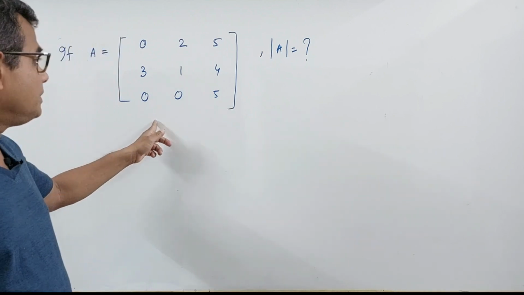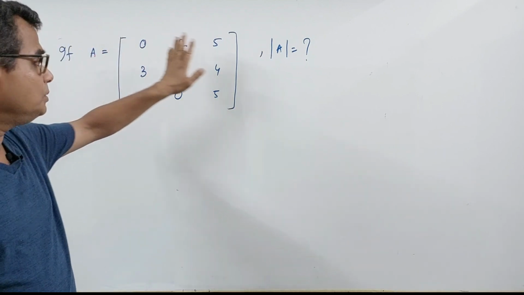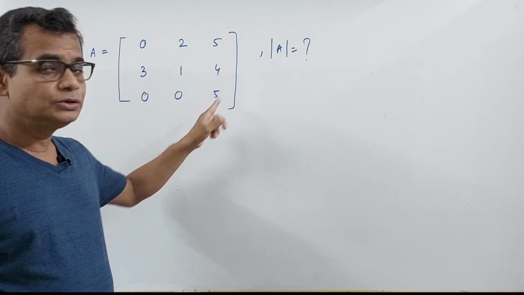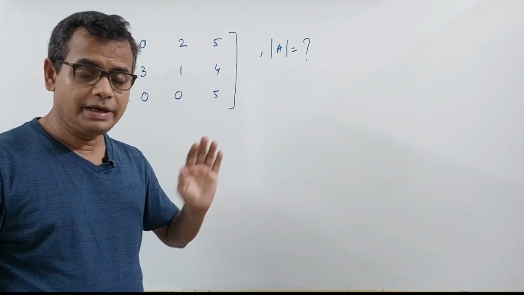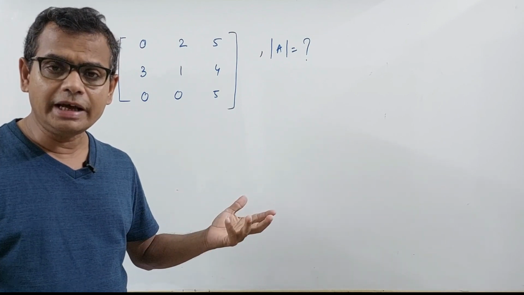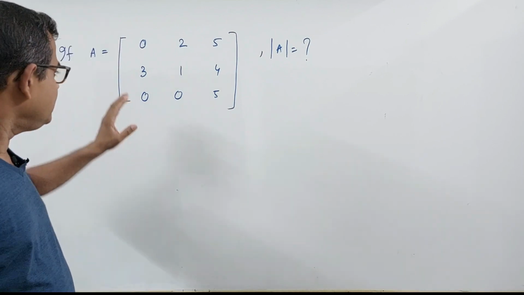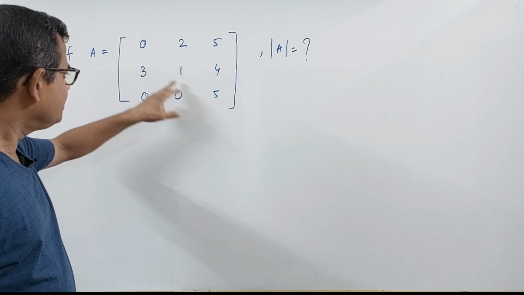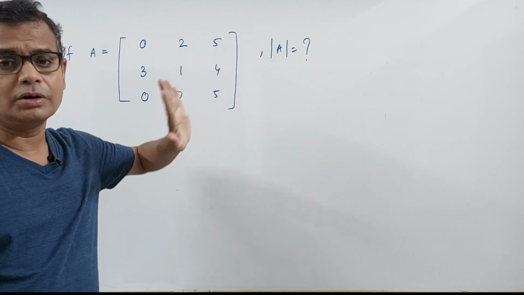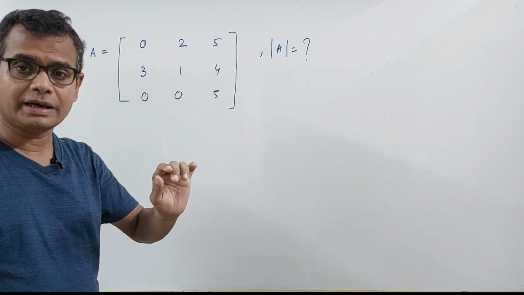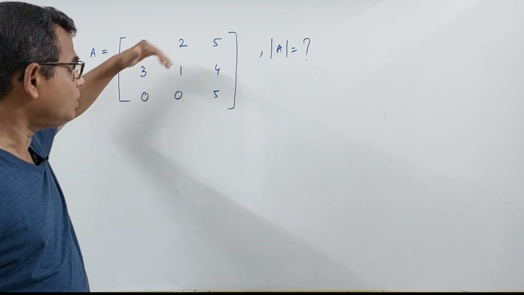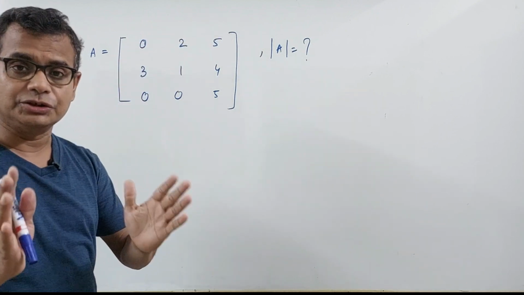Now look at the sum. If A equals the matrix 0, 2, 5, 3, 1, 4, 0, 0, 5, what is the value of determinant A? Here we are trying to apply triangle law. But where is the triangle of zeros? You see the three elements in the lower corner or in the upper corner are not zeros. So we have to make a triangle either in the lower portion or in the upper portion by three zeros.